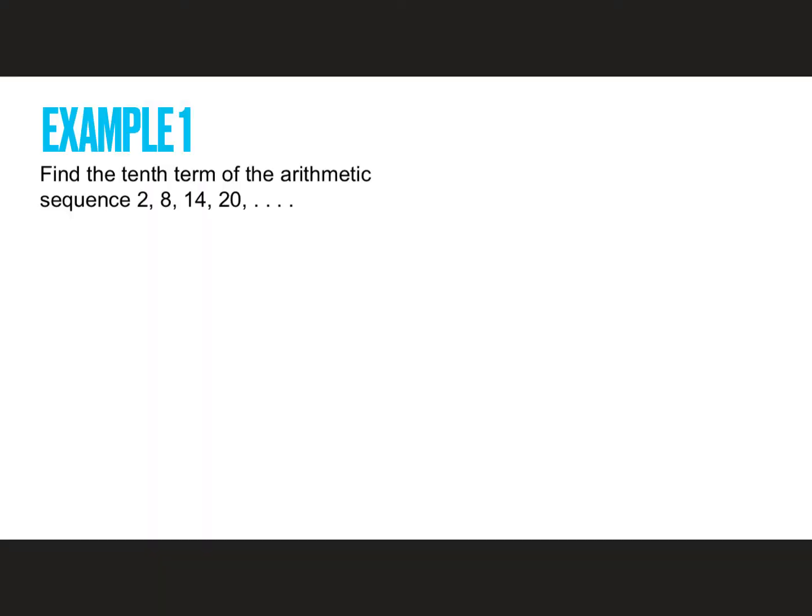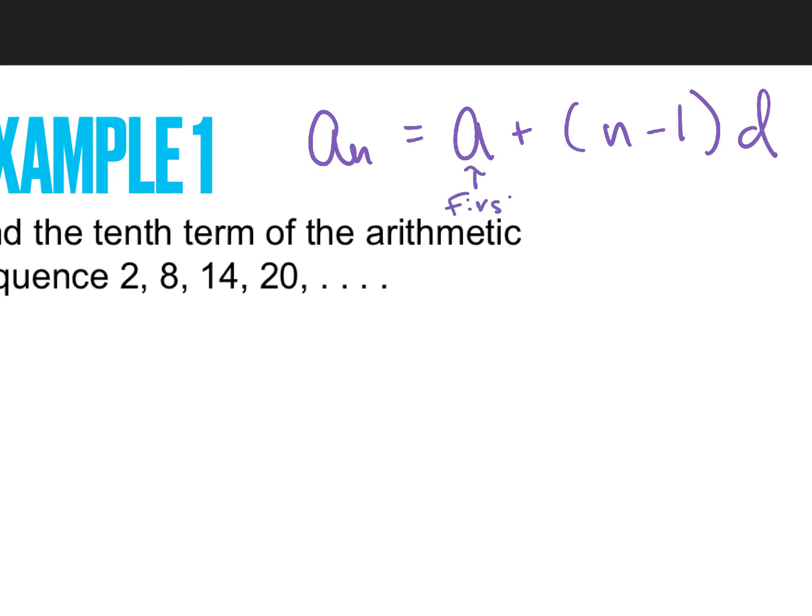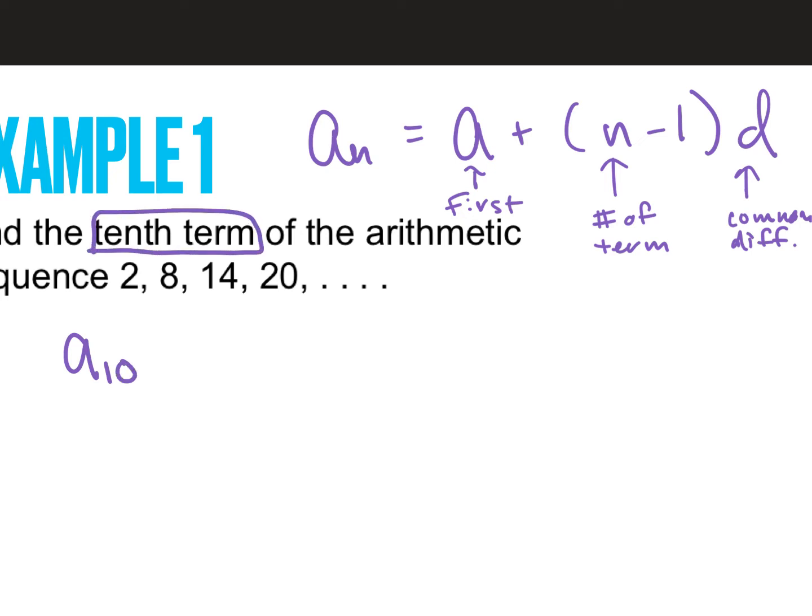All right, example 1, we have to find the 10th term of the arithmetic sequence. So here we're going to use our formula. We have a sub n is equal to a plus n minus 1 times d. a is our first term, n is the number of the term that we're looking for, and d is our common difference. Here it tells me I'm looking for the nth term, so that would be a sub 10. It says 10th term here. What is my first term in the sequence? 2. So that would go in the first spot.